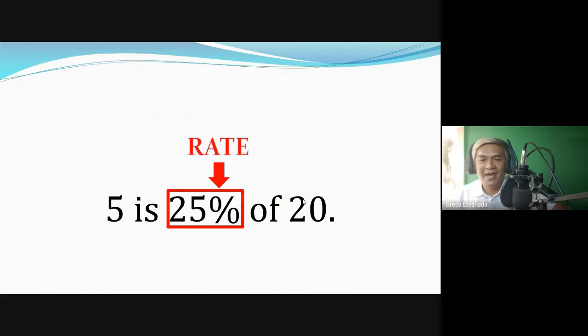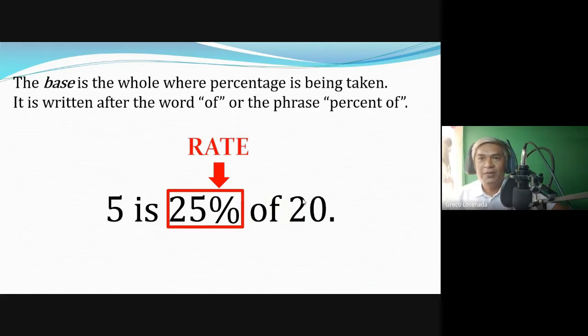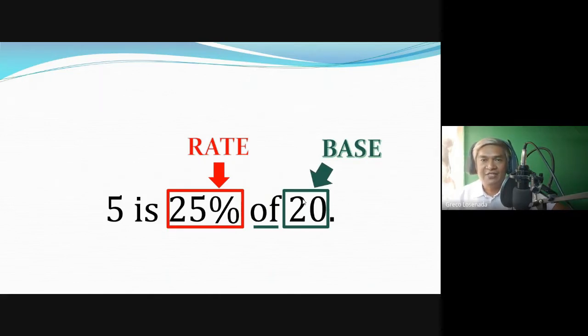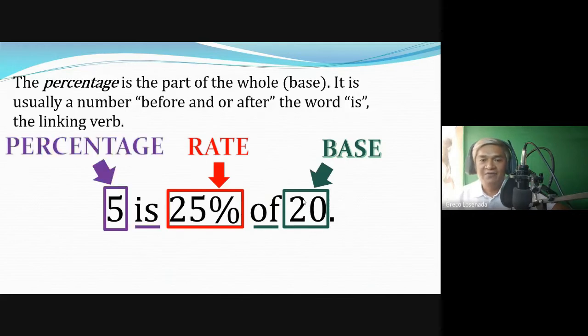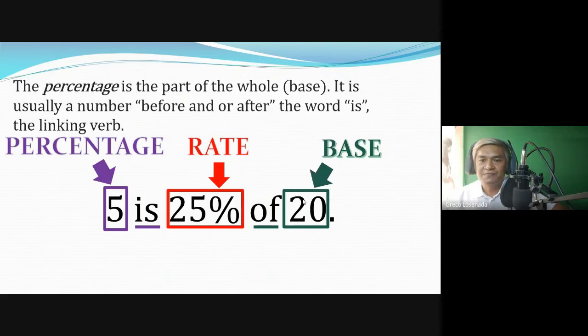Let us now define the base. It is the whole where the percentage is being taken. It is written after the word of or the phrase percent of. So we have 20 as the base. Then, let's define the percentage. It is the part of the whole, or we call it the base. It is usually a number before or after the word is, which is the linking verb. So, 5 here is our percentage.